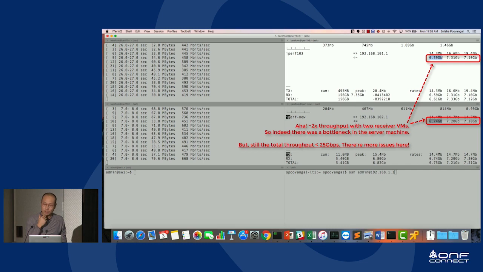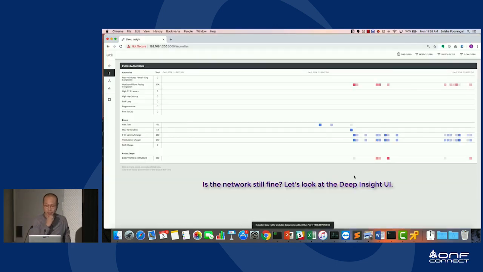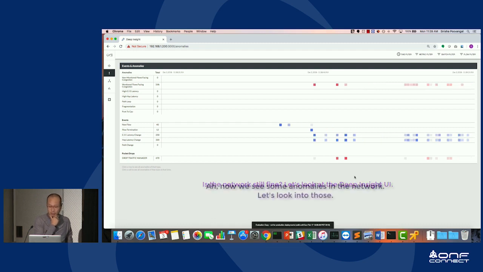But still, the total throughput is less than 25G. Okay? It's about maybe 15, 16 Gbps. So I didn't actually solve this entire problem yet. So what's going on? I decided to look at the deep inside UI. Now I see actually some problems here, right?